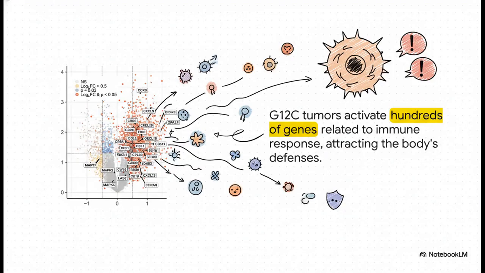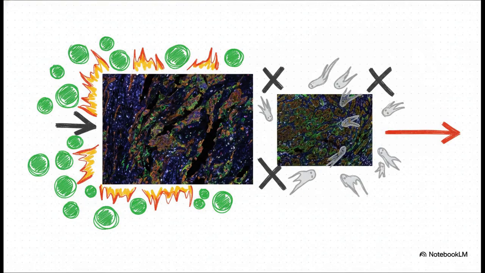Okay, this volcano plot might look a little complicated, but the story it tells is simple. All those dots on the right, those are genes that are super active in G12C tumors. And what do they have in common? Almost all of them are involved in waking up the immune system. In plain English, the G12C tumors are basically sending out distress signals, shouting, "Hey, immune system, I'm over here, come and get me." And here's what that actually looks like under a microscope. It's amazing. On the left, you see a G12C tumor, and it is flooded with the immune system's T cells.